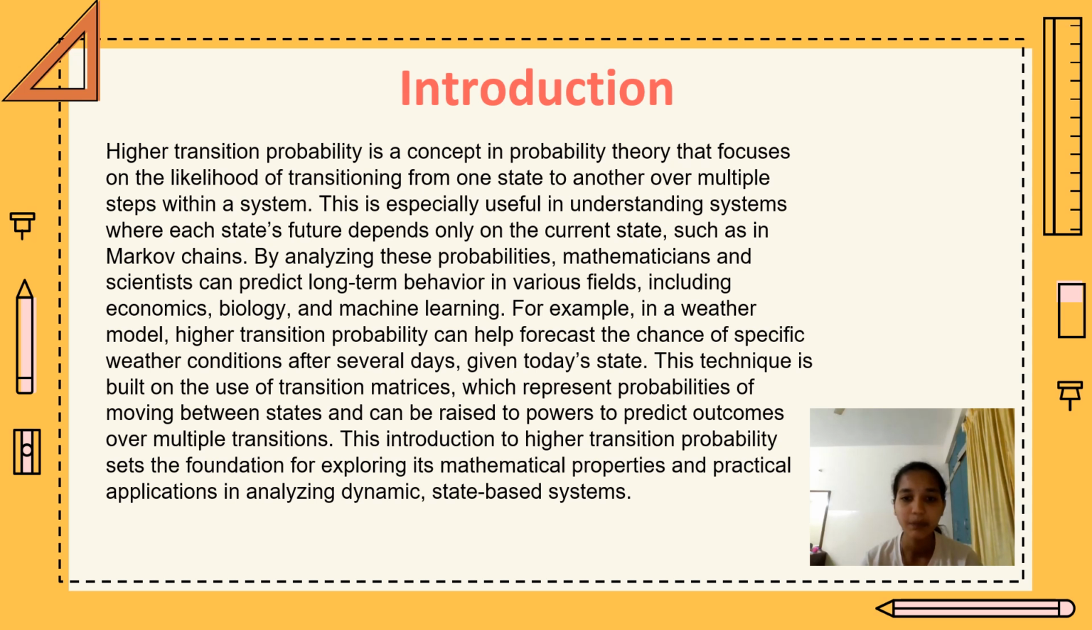For example, in a weather model, higher transition probability can help forecast the chance of a specific weather condition after several days given today's state. This technique is built on the use of transition matrices, which represent probabilities of moving between states and can be raised to a power to predict outcomes over multiple transitions. This introduction to higher transition probability sets the foundation for exploring its mathematical properties and practical applications in analyzing dynamic state-based systems.